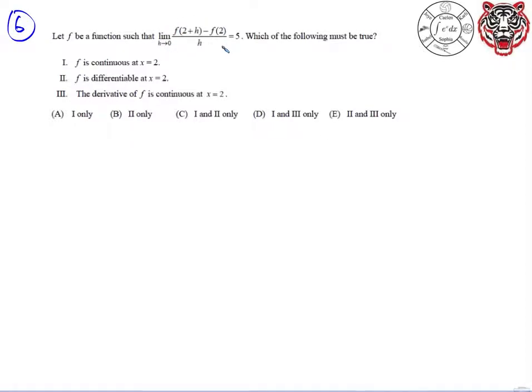What is this thing? We've already talked about it before in number 2. It's hard to solve it, but what is it? Definition of the derivative. Yeah, it is the derivative. And it's one of the definitions that we need to know.